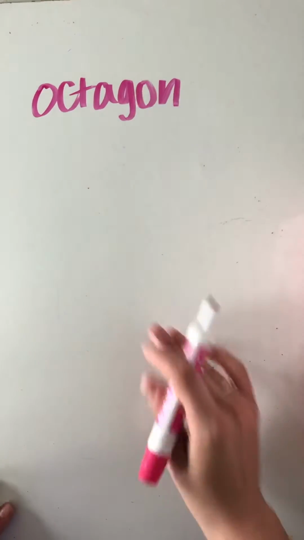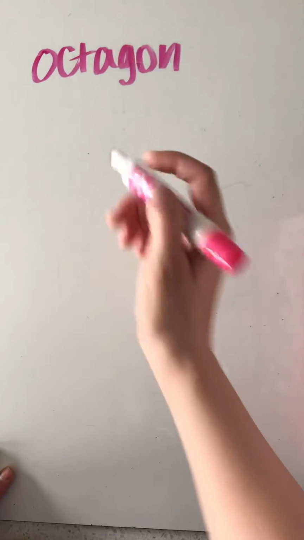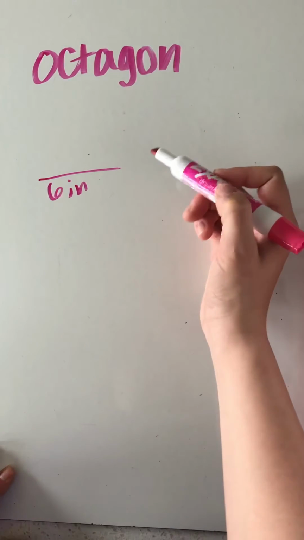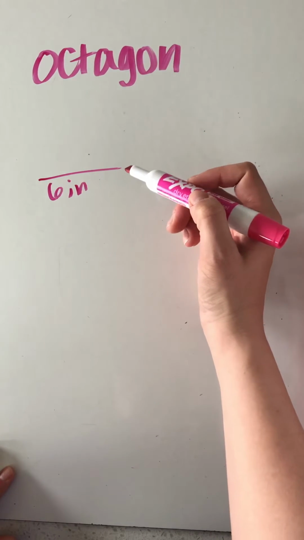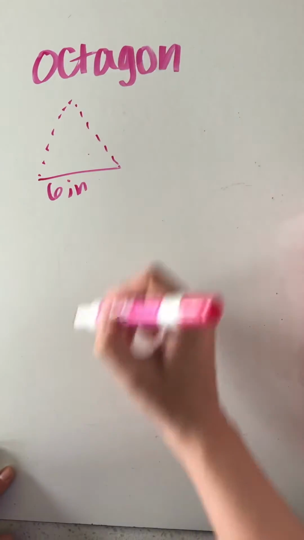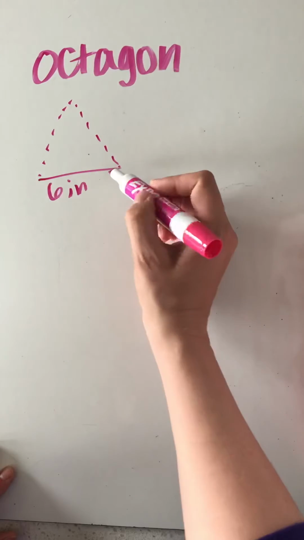Okay, so this video helps you find the area of an octagon. I'm not going to draw it because it'll take me forever, but it has a side length of 6 inches. Finding the area of an octagon means splitting it up into 8 equal triangles that meet in the middle. Those triangles have a side length of 6.